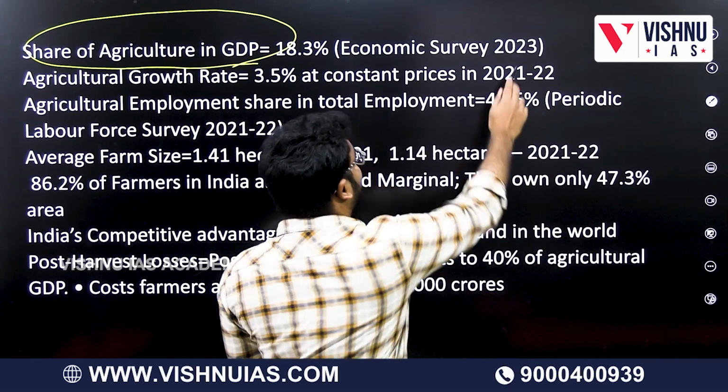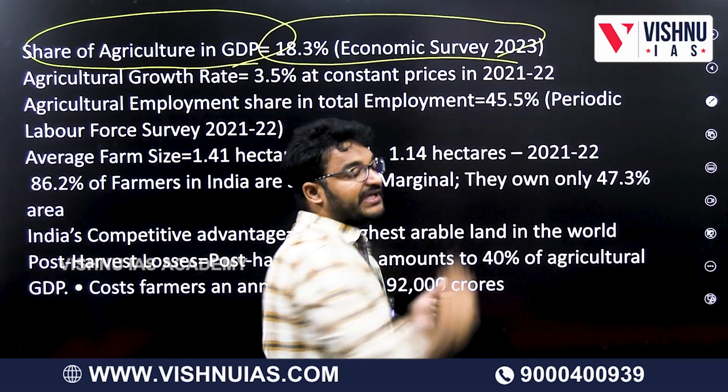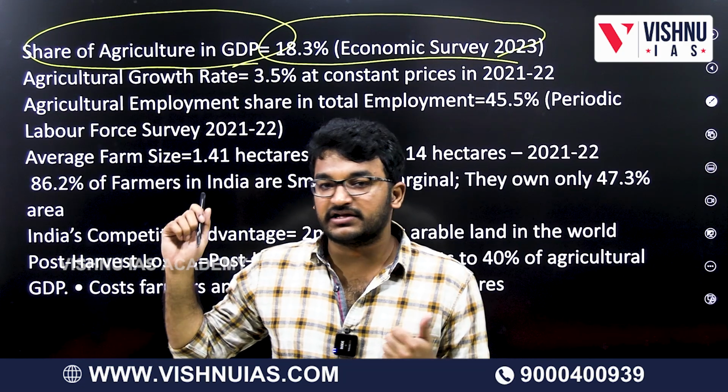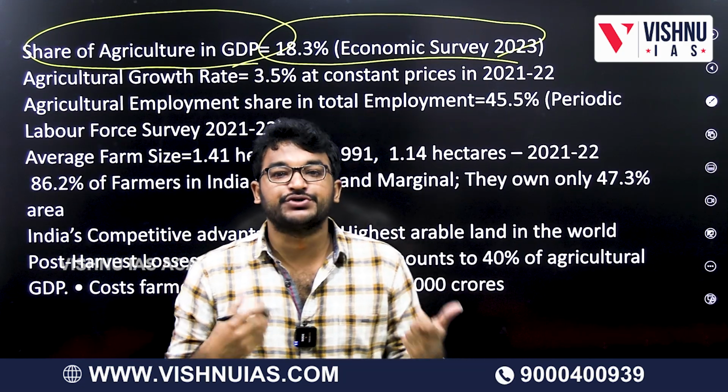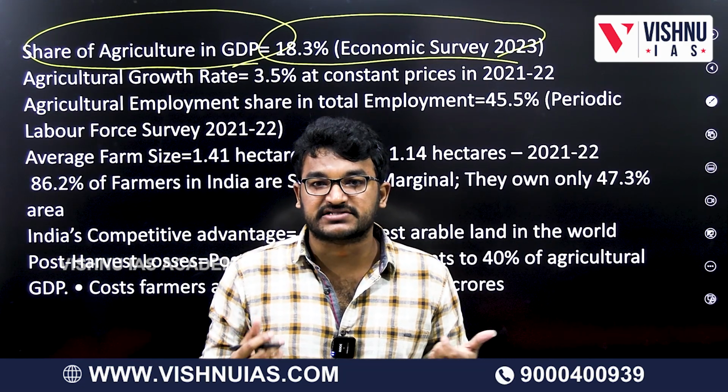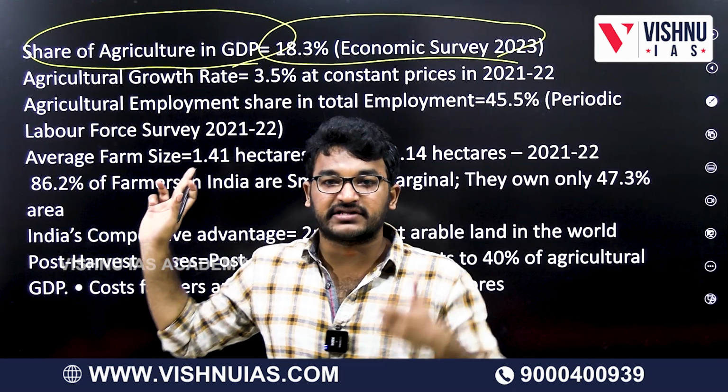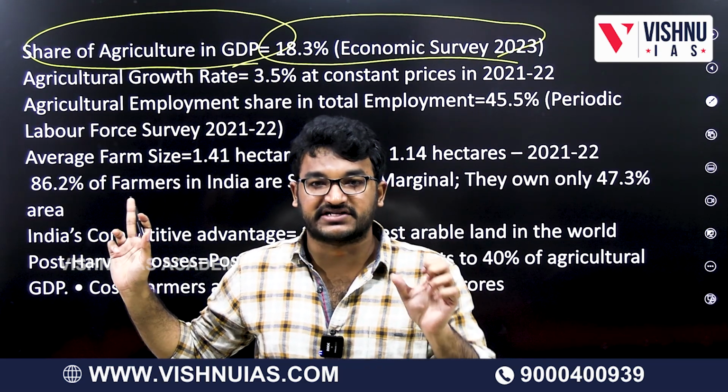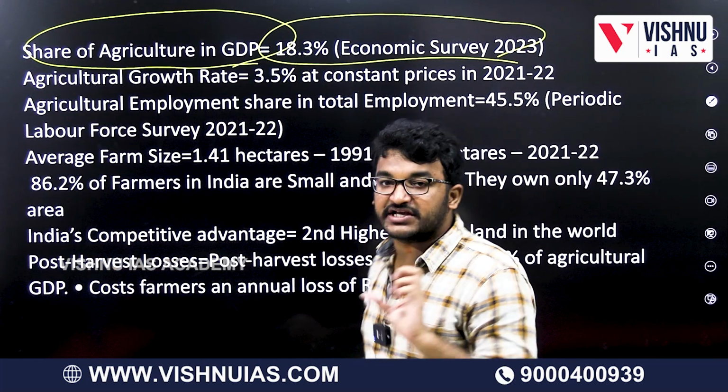As per Economic Survey 23, the share of agriculture is 18.3%. For any sort of issues or status of agriculture answer, you can directly quote this data either in your intro or in the body. So what is the share of agriculture in India?